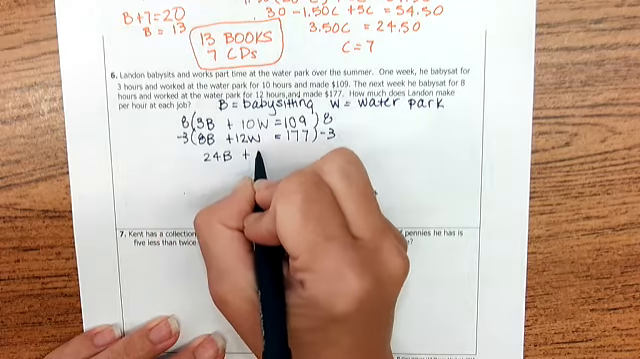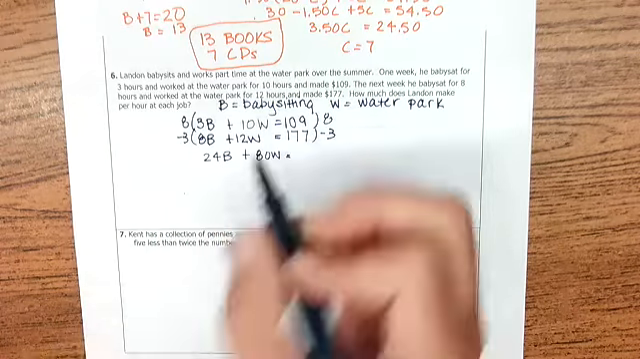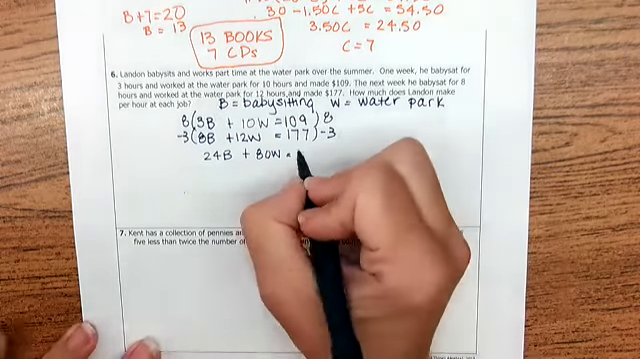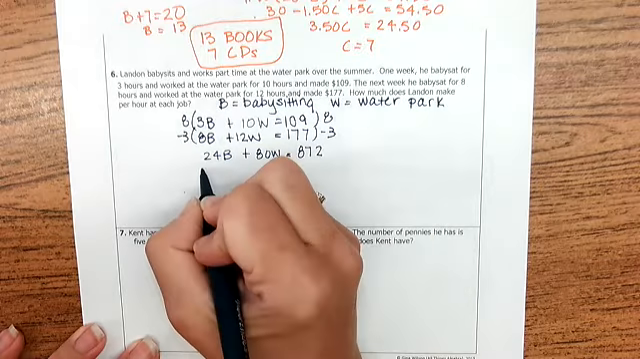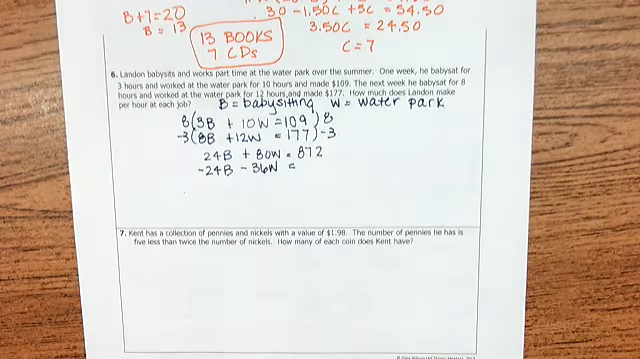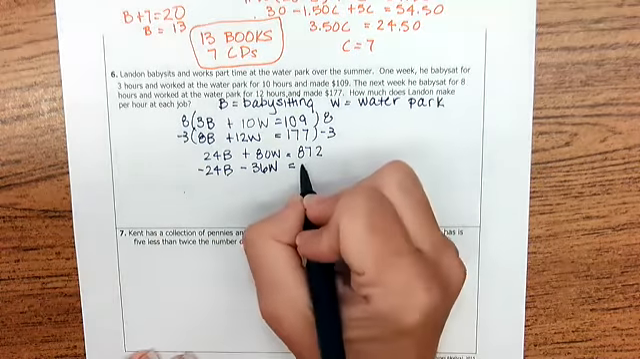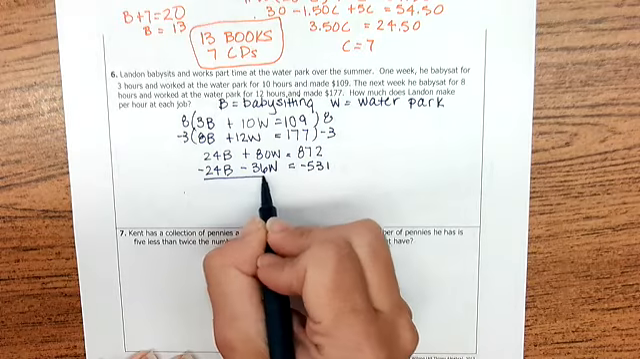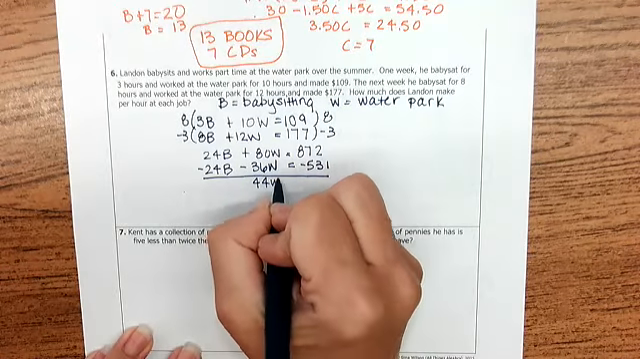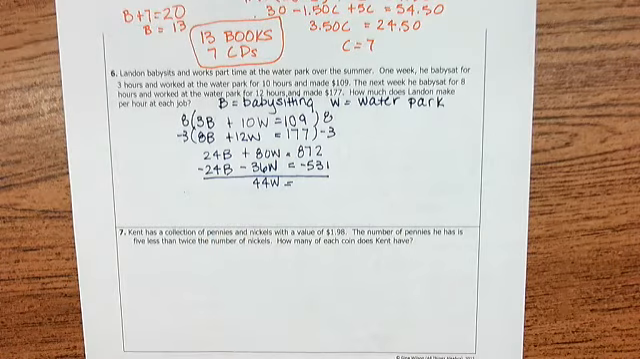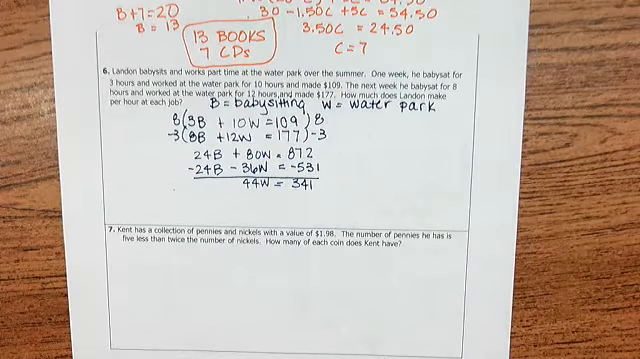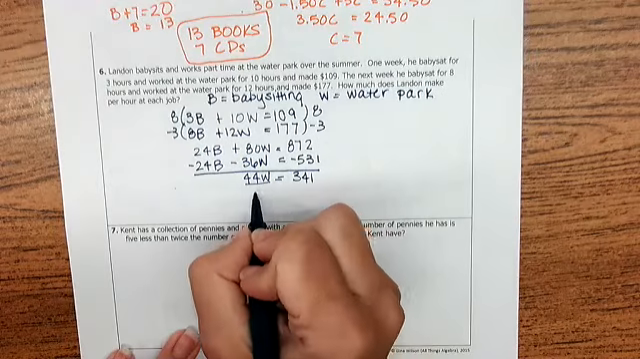24b plus 80w equals, I think it is 872. 9 times 8, it is 872. Negative 24b minus 36w equals negative 531. That's going to give me 44w equals 341. Divide by 44.